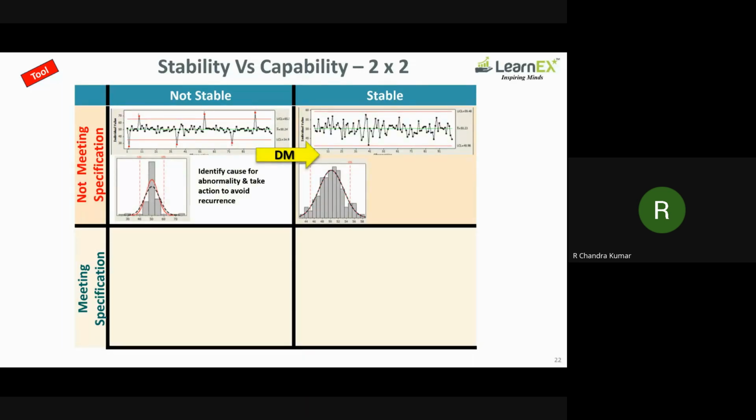My variation is more than the target. That's the second situation. Situation 1 and situation 2. In situation 1, we have to do daily management: on that day, what is the change event? And do the Y-Y analysis and solve. Situation 2 requires problem solving because now the natural variation itself is more.